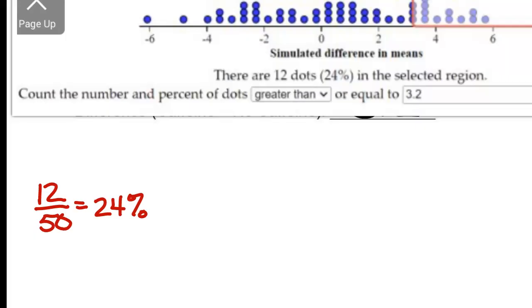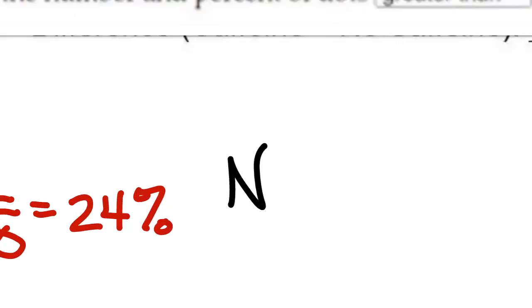What kind of a number are we looking for for statistically significant? 5% or less. We made an assumption at the beginning of this. We assumed that caffeine did not have an impact on change in heart rate. So no, this is not statistically significant.